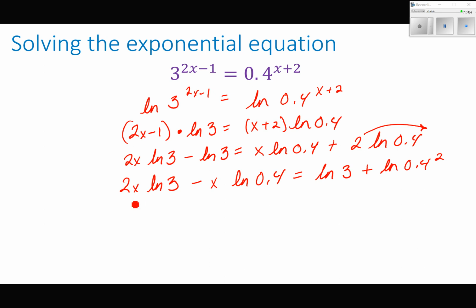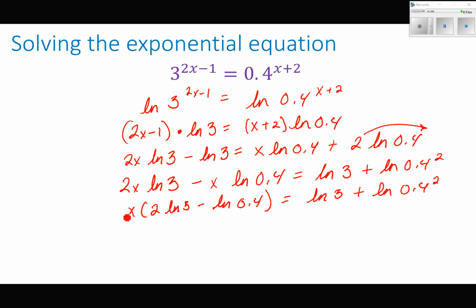All right, now on the left side, I have all x's here on the left. So let's do a little factoring. If I factor out an x from the left side, this would be 2 times natural log of 3 minus natural log of 0.4 equals, still on this side, natural log of 3 plus natural log of 0.4 squared.